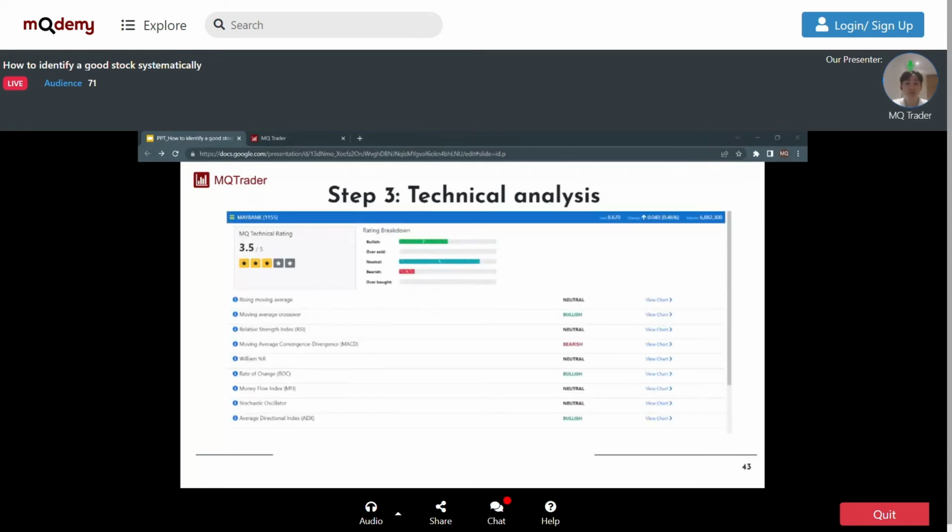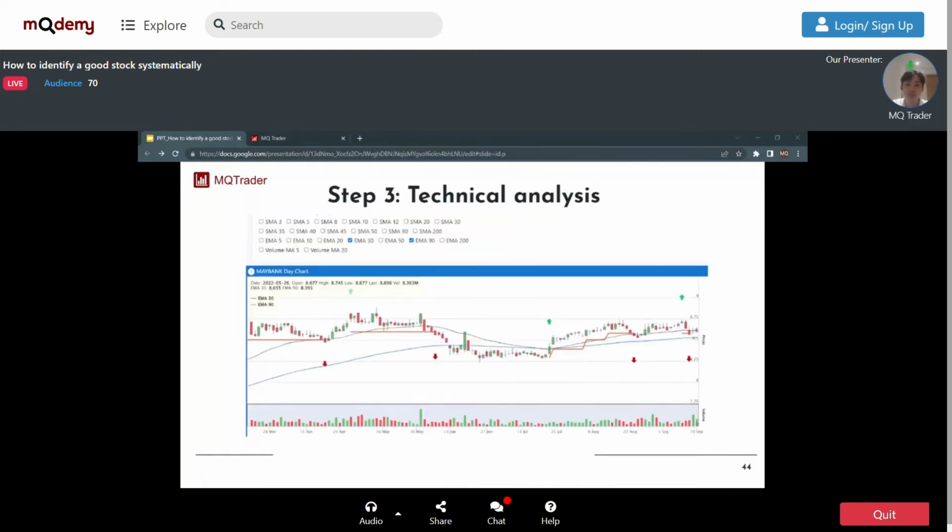And then we move on to step 3, our technical analysis. From our system, it shows a 3.5 out of 5 rating, which means that at that moment, Maybank is in a good price trend. Then we take a look at this chart. Right here, the red circled part is where Bank Negara announced interest rate hikes.